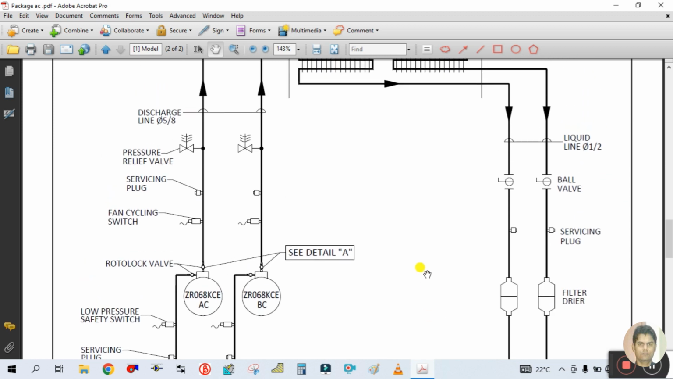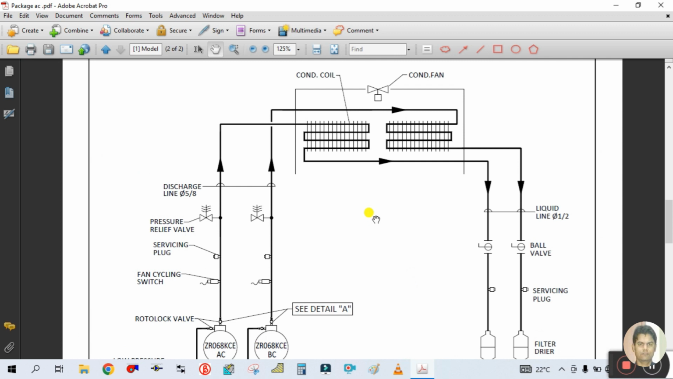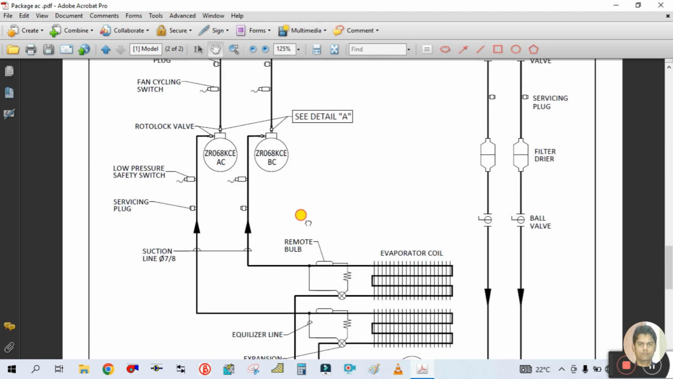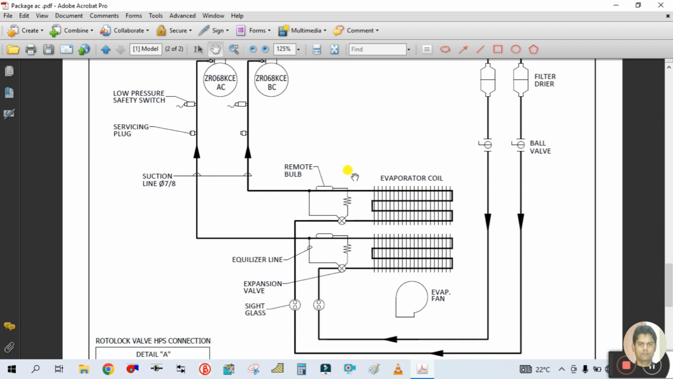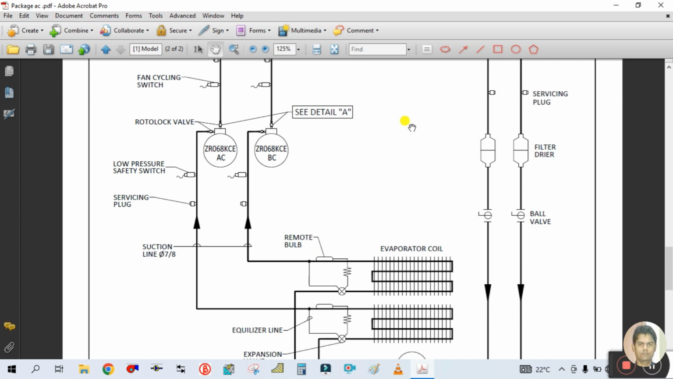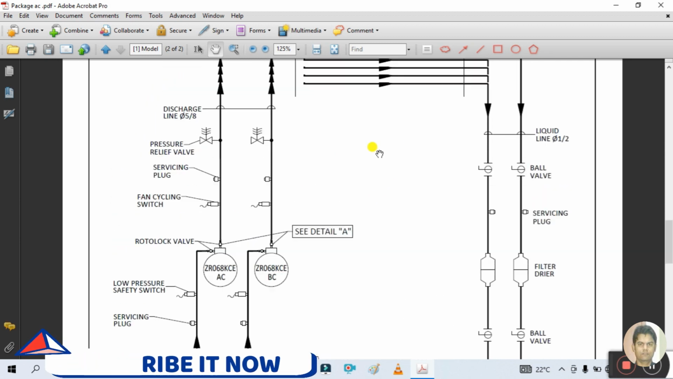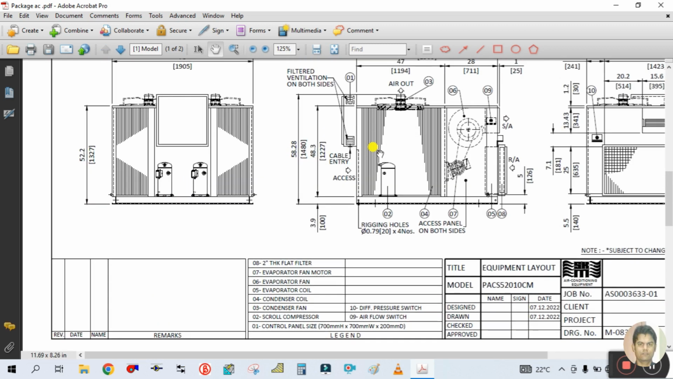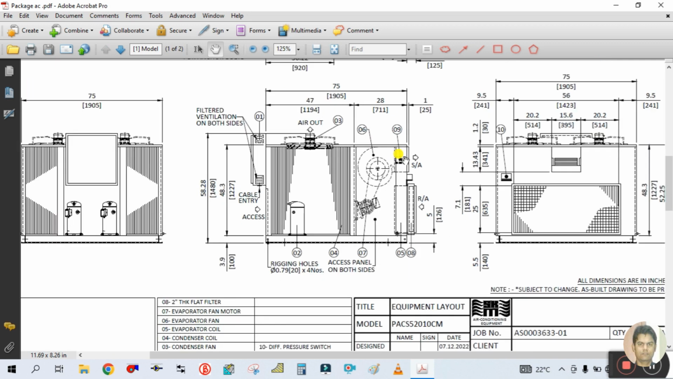So how does it work inside this machine? These are the components available inside this machine. How is this refrigerant passing, and how does it work? In this tutorial I will explain the same, so please watch the full tutorial and you will learn the basic concept of the vapor compression cycle.